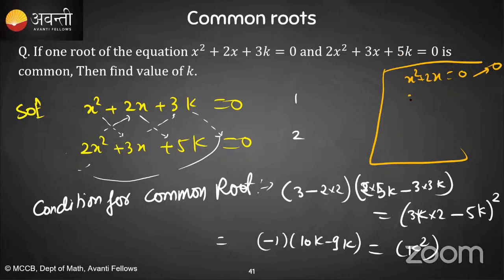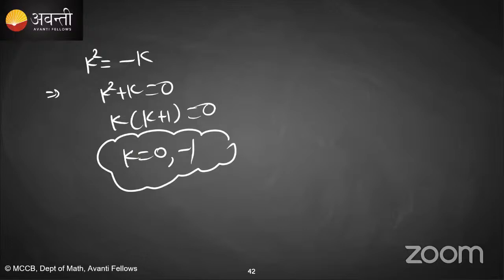सिमिलरली k को यहाँ पे 0 डालोगे तो 2x square plus 3x is equal to 0. अगेन इसका एक रूट 0 दिख रहा है, राइट? So it means k equal to 0 is acceptable thing. Okay, k is equal to 0 is acceptable answer. Okay, so don't forget, you will get two answers, k equal to 0 and k equal to -1.